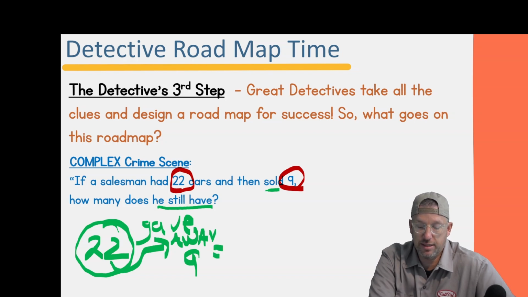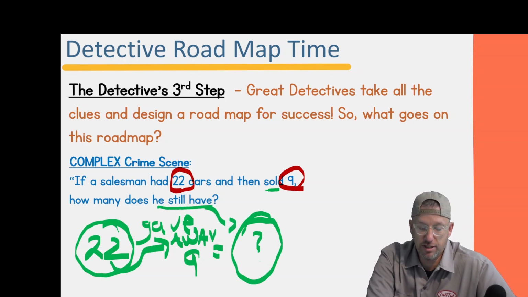And how many does he still have? Well, that's what I'm trying to solve. So that's like our mystery. How many does he still have? So I've got myself a roadmap. I got 22 he had. He gave away 9. And I'm trying to figure out how many does he have left? Well, when I thought about my buzzwords, I went back and said, you know what, that gave away or sold, all of those led me to believe in subtraction, right? It made me think subtraction. So I'm thinking that is going to be subtraction.